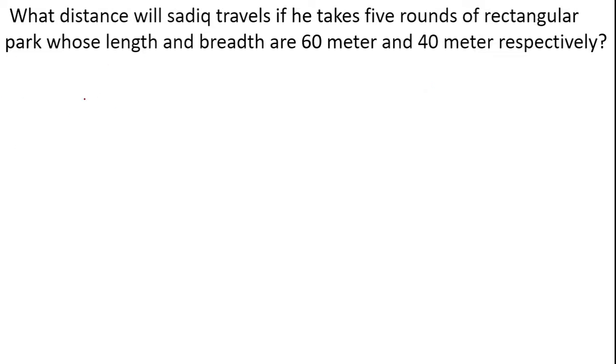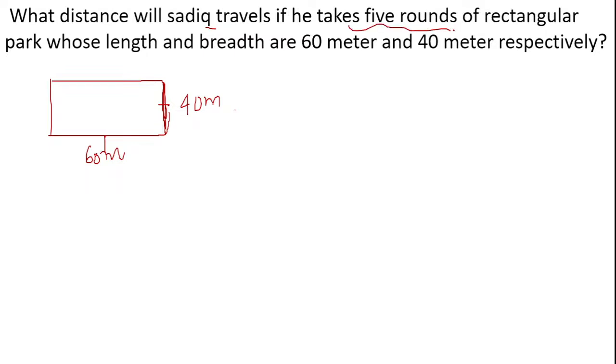Now consider a rectangular park. Here 60 meters is given as the length, and the breadth given is 40 meters. They are asking what distance Sadiq will travel if he takes 5 rounds of this rectangular park. Suppose he takes a single round: he travels from A to B, from B to C, from C to D.